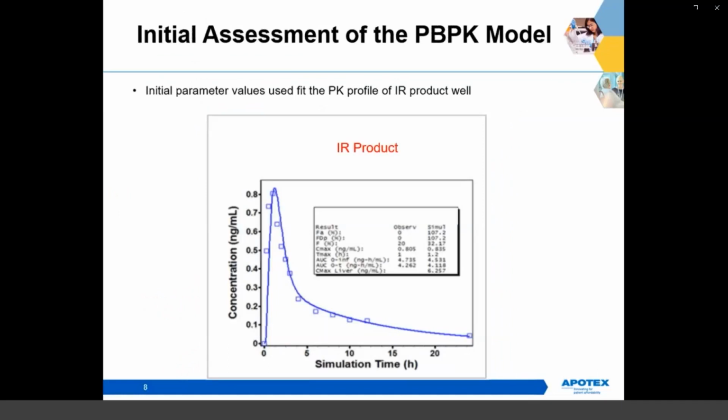After assigning the relevant parameter values, the performance of the PBPK model was assessed by simulating the PK profile of the IR product and comparing that to the literature published concentration time data of the IR product. In this figure, the square symbol represents the literature data of the IR product, while the blue line represents the PK profile simulated by the PBPK model. As you can see, based on the initial parameter values, the model fits the PK profile of the IR product well.